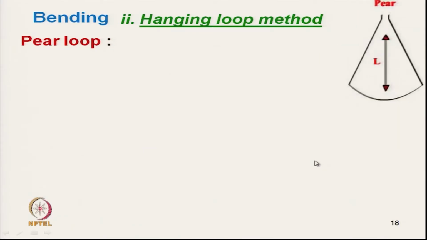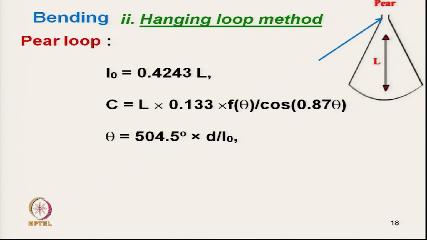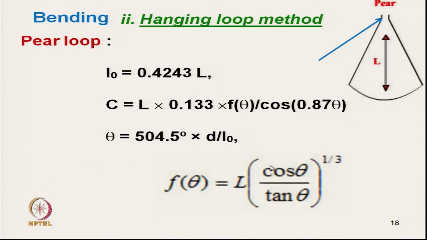Now, for the pure loop method, L 0 is equal to 0.4243 L, and C equal to L multiplied by 0.133 multiplied by function of theta divided by cos 0.87 theta. This is the difference in equation, and theta again is 504.5 degree multiplied by d by L 0, where the function of theta remains the same.